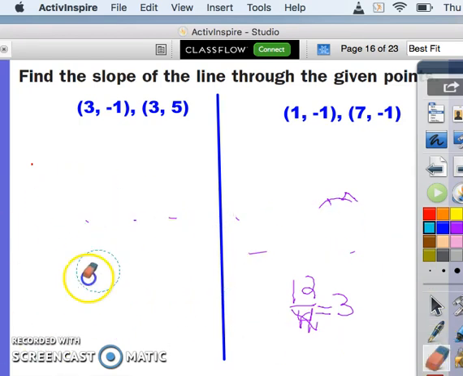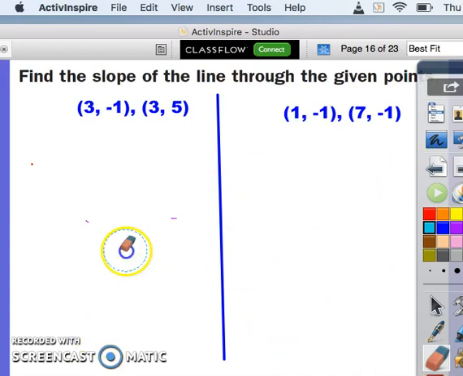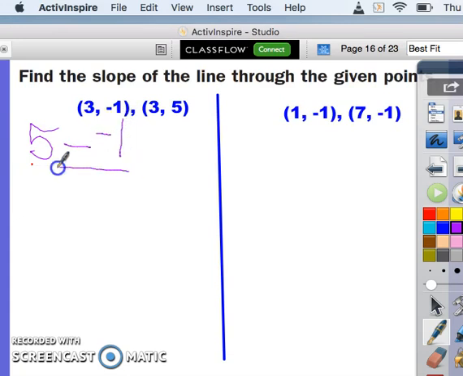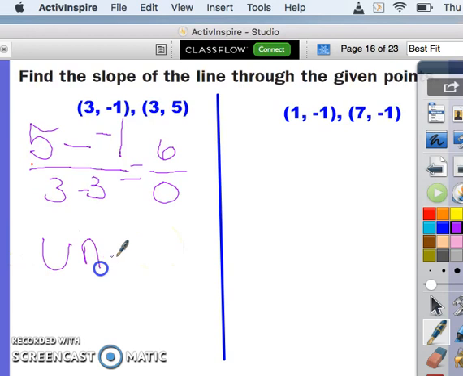We're going to see zeros on top and or bottom of these two because there's no change from this x to x value. So here, I'm going to do the 5 minus the negative 1 over 3 minus 3. And it's going to equal 5 minus a negative is 6. 3 minus 3 is 0. So what number times 0 equals 6? Never can happen. So this is undefined.